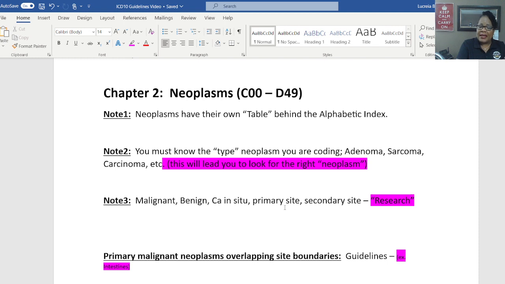And then primary site is the first site that the cancer invades. And then cancer can spread. Metastatic or malignant cancer spreads to secondary sites. So again, do your research on the different types of cancer so that you better understand what you're coding.